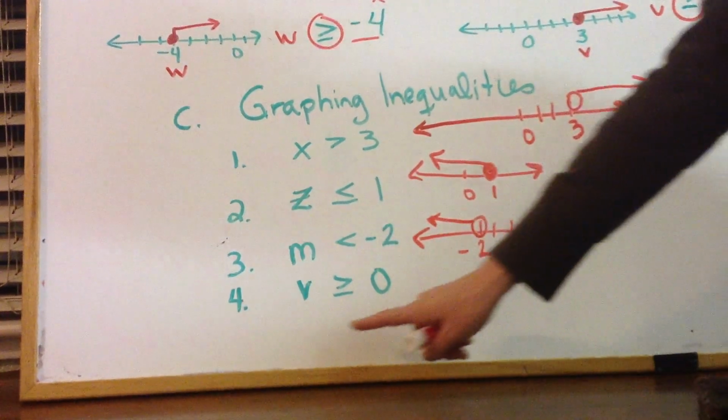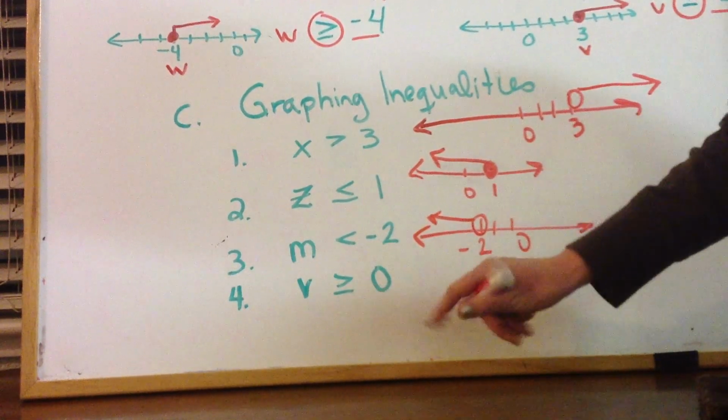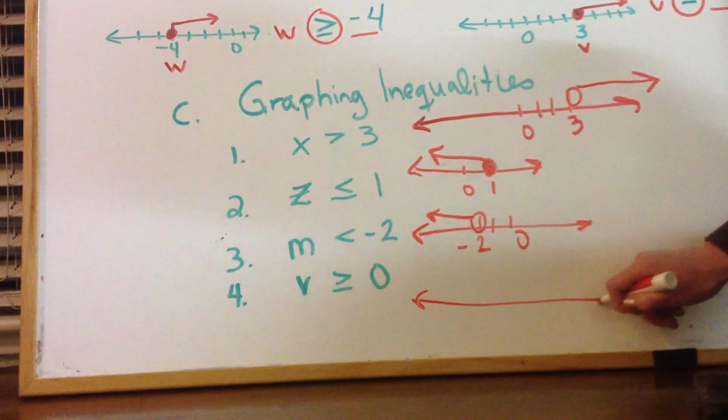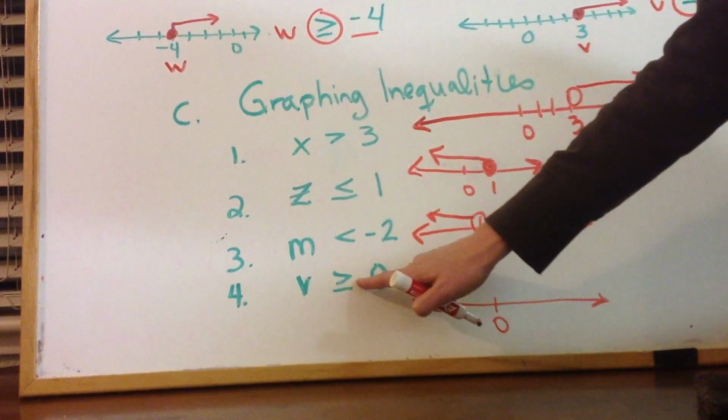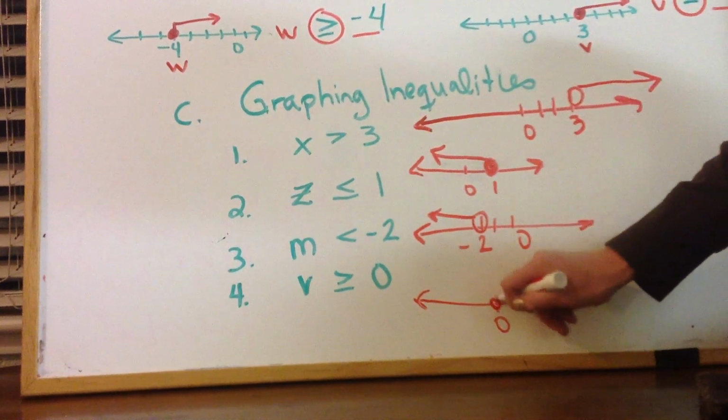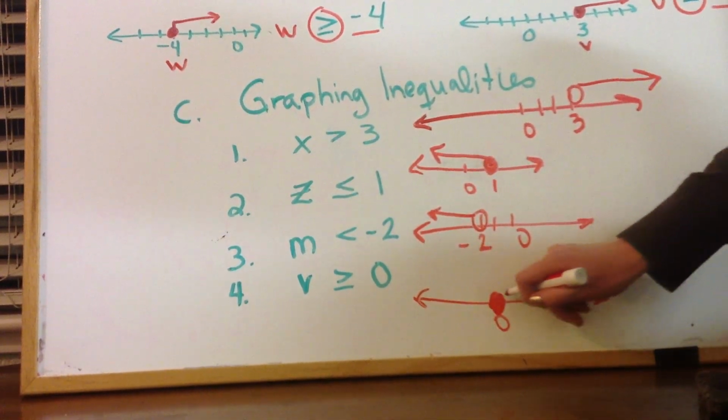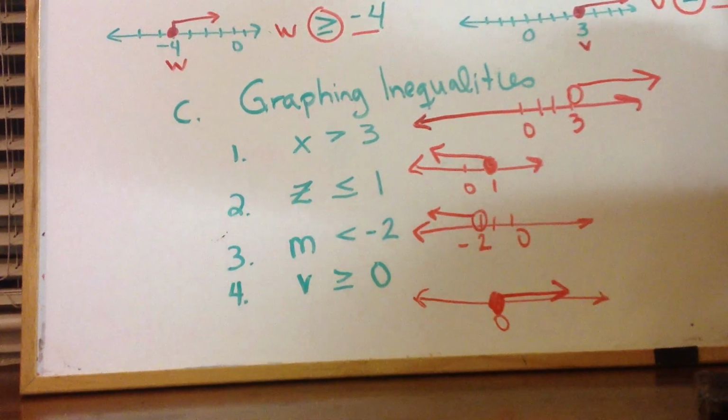And the last one we're going to look at is V is greater than or equal to 0. Again, I draw my x-axis, my number line. I just have to put a 0. It says it's greater than or equal to, so my bubble is going to be closed because it's equal to. And we're going to go to the bigger side. Okay, that's it.